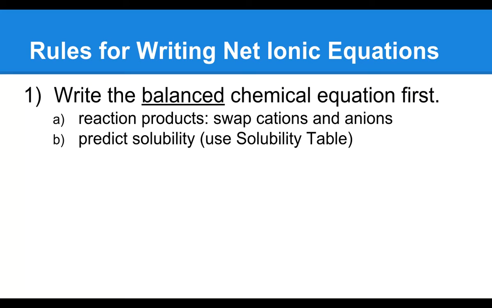So when you write a balanced chemical equation, again, do the reaction products, figure out what's going on, swap your cations and your anions to form your new compounds. Be sure to check your charges and write the correct subscripts. Then you want to predict the solubility. Again, in a double replacement reaction, both of the reactants must be aqueous, and one of the products must be insoluble. So both reactants must be soluble, and one of the products must be insoluble. That means it is going to form a solid or a liquid or a gas. And if it doesn't, then that reaction won't happen, and you can't write an ionic equation for that.